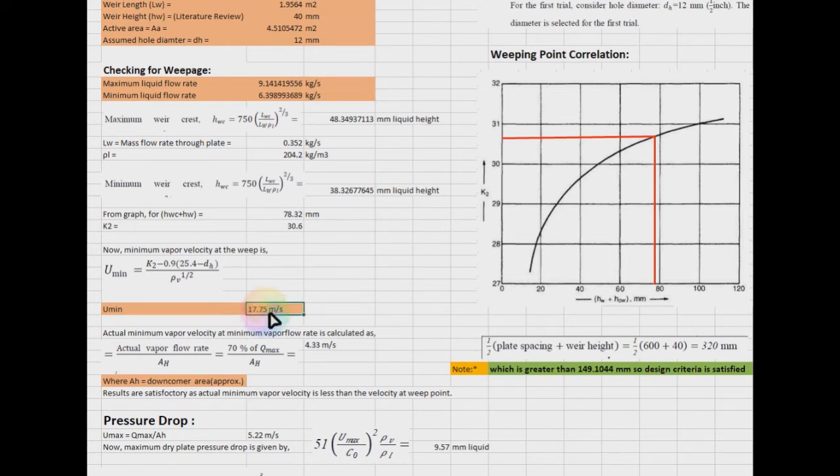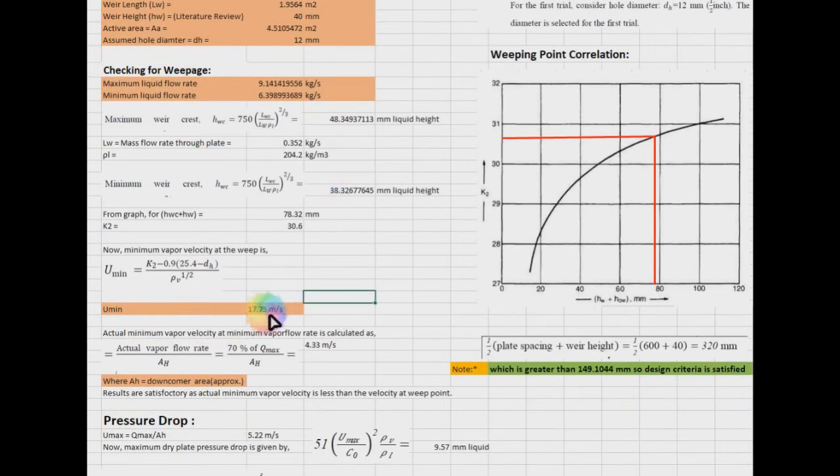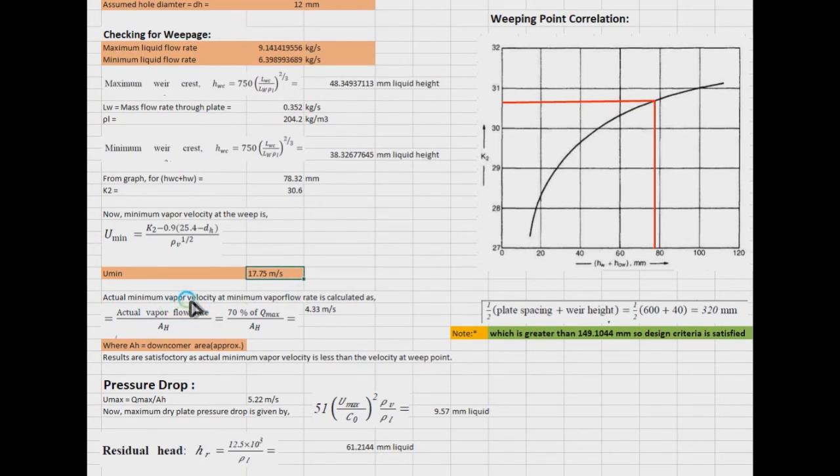You can see it is larger than the velocity that was calculated above, because this velocity demands a high flow rate of the vapor to contain the liquid on the plates, so that the weeping or leaking of the liquid through the hole corners or edges does not take place. So the actual minimum vapor velocity will be 70% of Qmax.